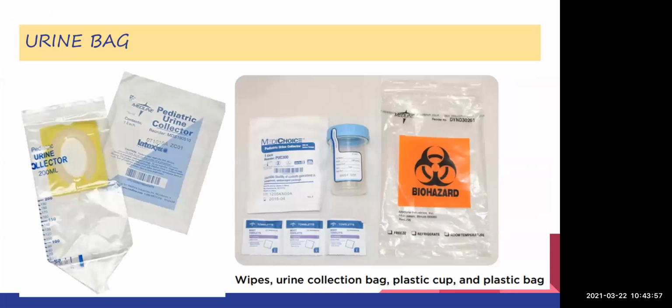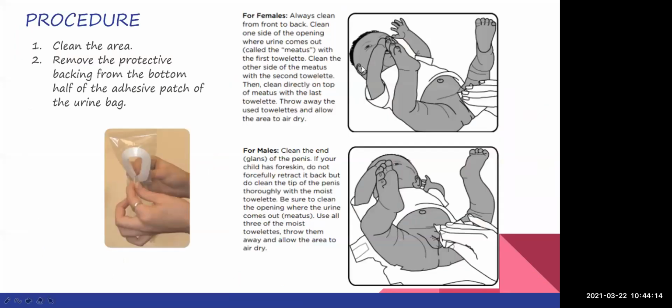So next we have urine bag sampling, or urine bag collection. For this, equipment needed are wipes, urine collection bag, plastic cup or specimen jar, and also a plastic bag. The procedure includes, first, we have to clean the area. For more details on how to clean the area, you can read the diagram.